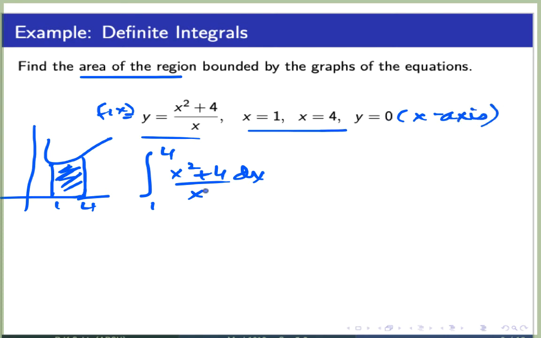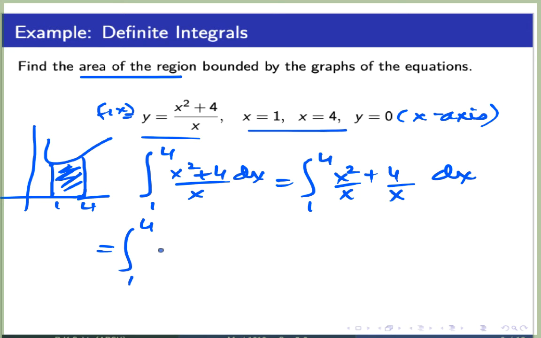Now this one, as we have only one term in the denominator, we can actually separate the numerators. So how would this look? Now it's going to be the integral from 1 to 4 of x squared over x plus 4 over x dx. This will be equal to the integral from 1 to 4 of x plus 4 over x dx.